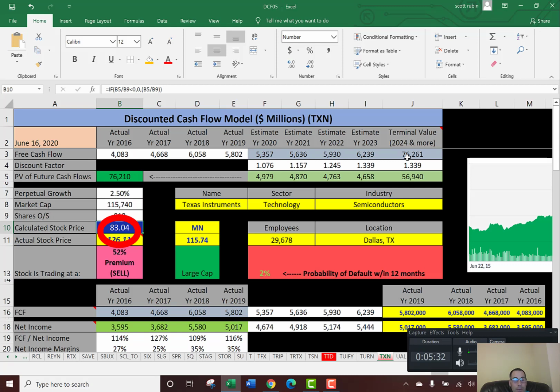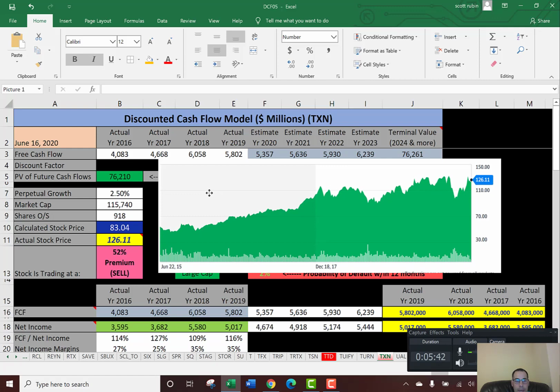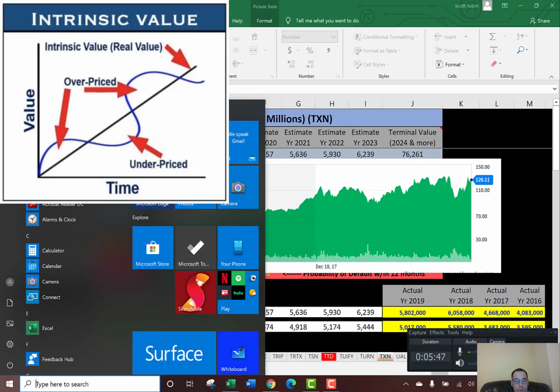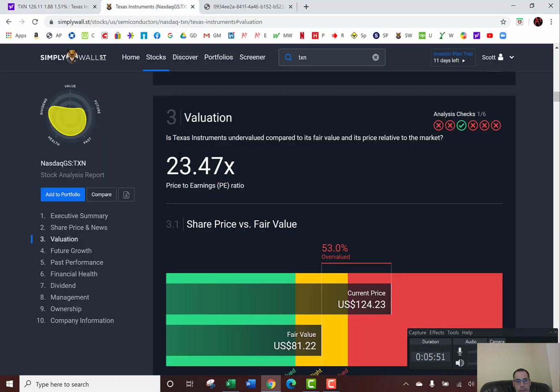So it's trading at a premium, a 52% premium, because it's actually trading at 126. So obviously people think the future of the company is worth a lot more than it is today. That's why they're bidding the price up beyond intrinsic value. Let's see what Simply Wall Street calculated for the stock price.